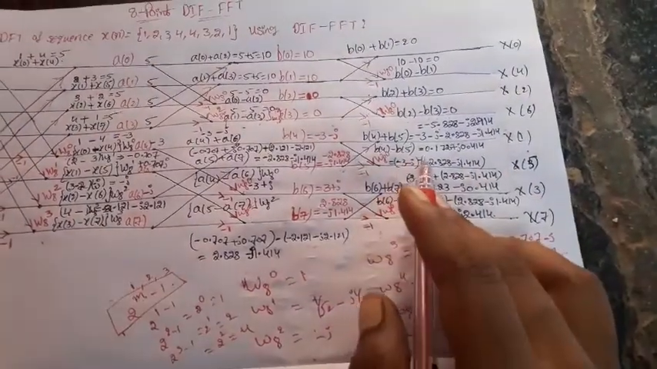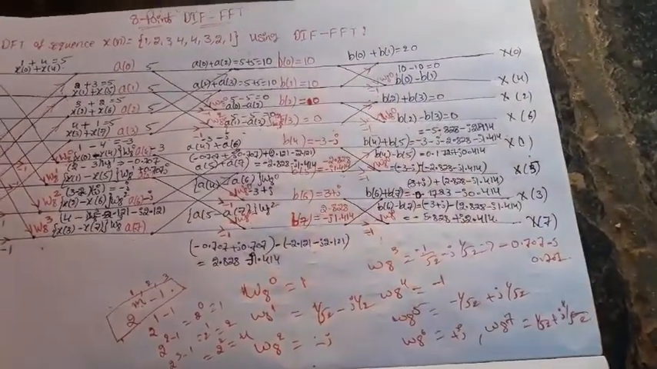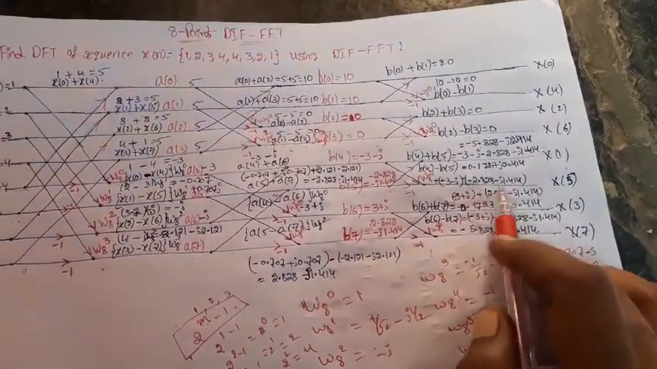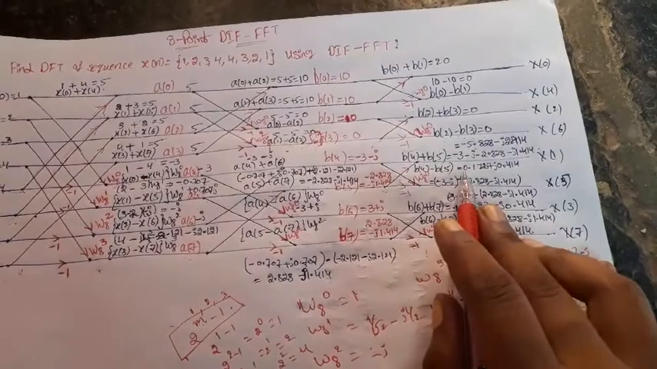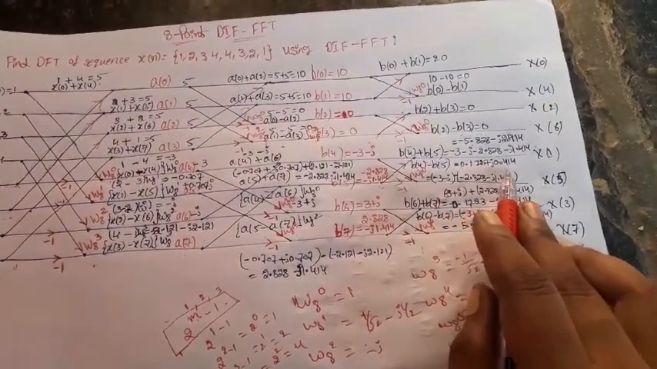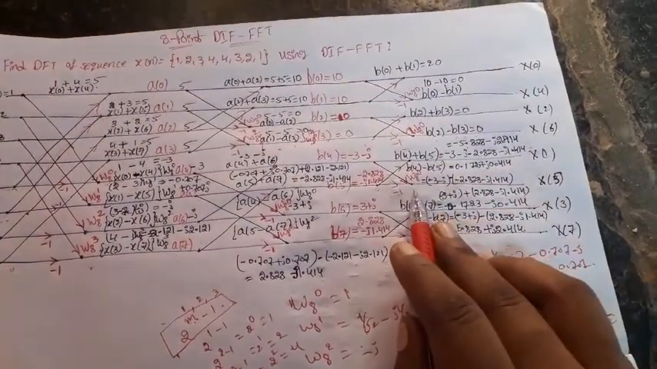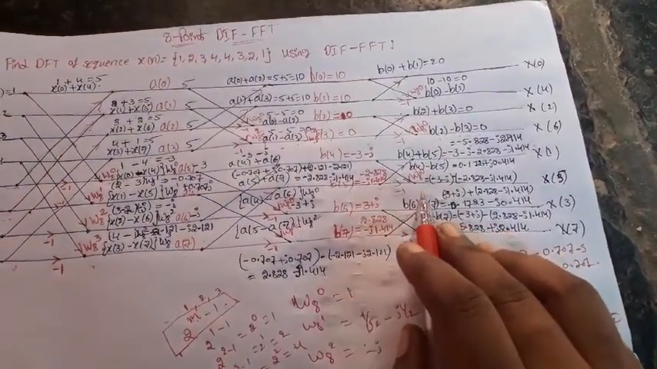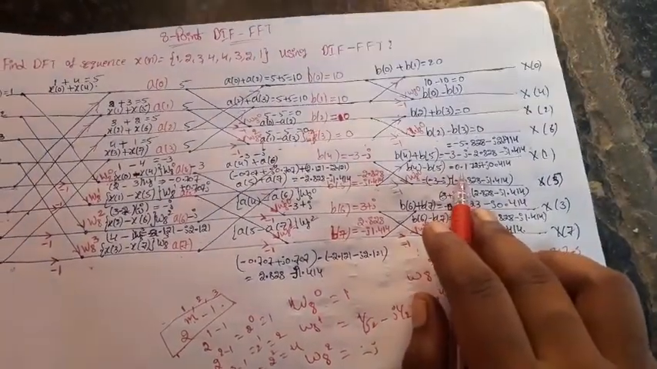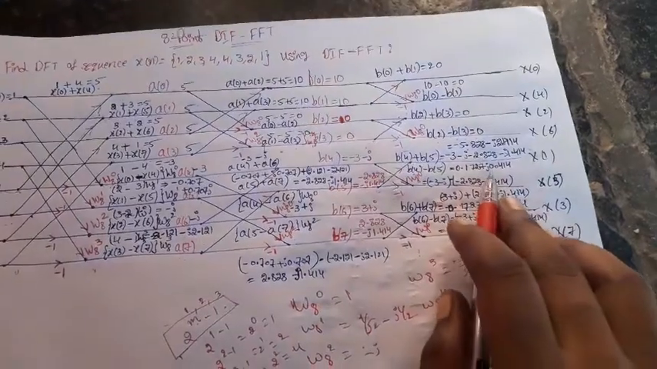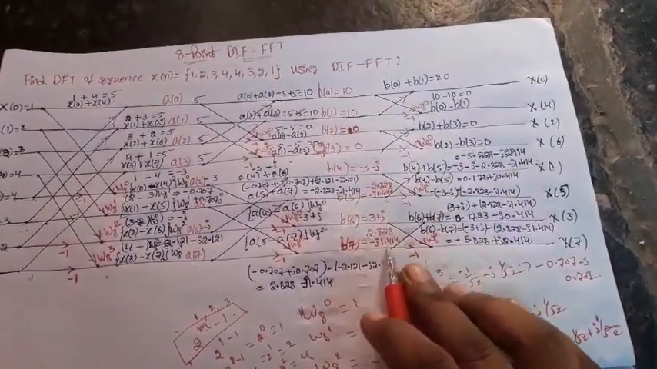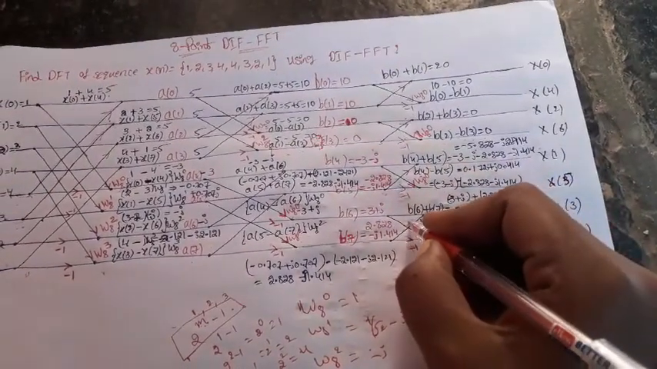If we simplify, finally the output here is 0.1725 plus j 0.414. And next similarly, b of 4 minus b of 5, the value is 0.1725 plus j 0.414. Next the last butterfly is connected in this direction.